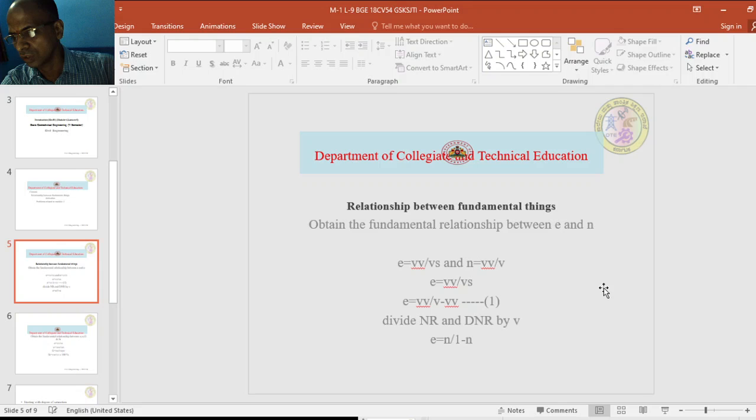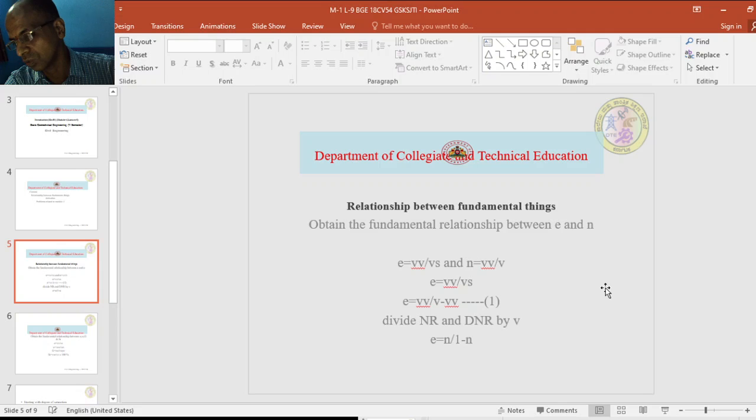So now I am going to dictate a derivation to you. Write down: obtain the fundamental relationship between void ratio and porosity. From the three-phase diagram, we know that void ratio is the volume of voids to the volume of soil particles, and porosity is the volume of voids to the total volume.